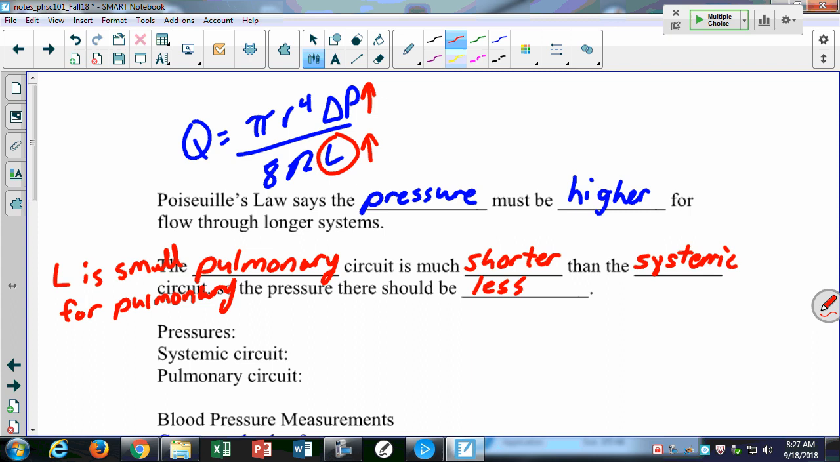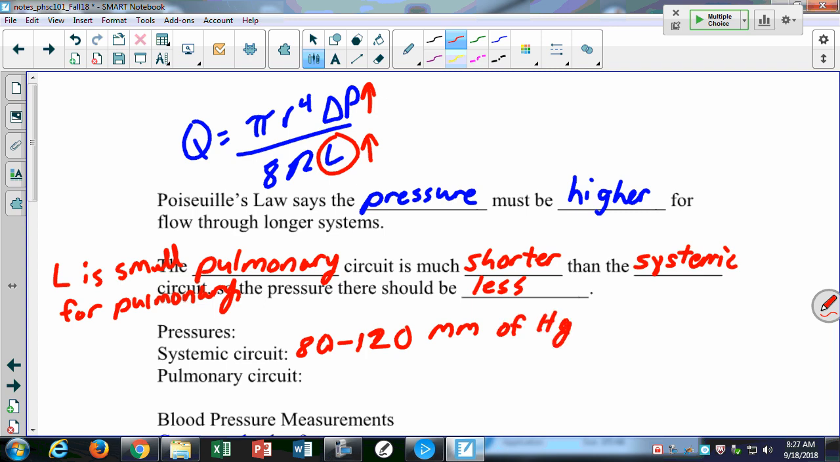So for someone who's really, really tall, their pressure has to be higher. Right. So we have different types of pressures, the systemic and the pulmonary. In the systemic circuit, that pressure is about 80 to 120. It's like your blood pressure numbers, in millimeters of mercury.